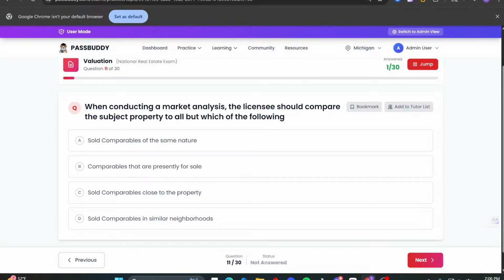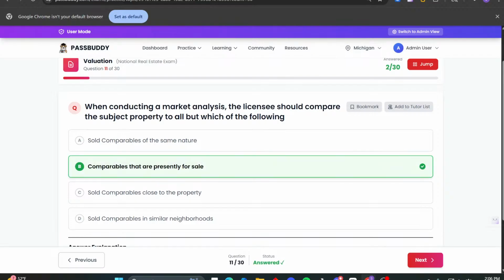So what say you? So when conducting a market analysis, so like creating a CMA, right? They should compare the subject to all but which of the following. So all of them, but which of the following? Okay. There is one that is not like the others. And that's going to be comparables that are presently for sale.